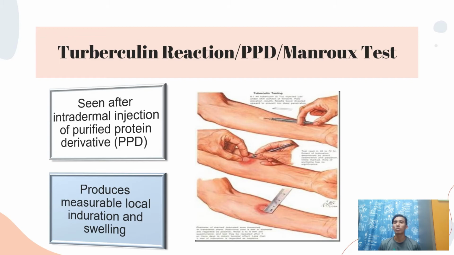Now we go to tuberculin. It can be seen after intradermal injection of purified protein derivative for tuberculin, which produces measurable local induration and swelling, typically measured in millimeters between 48 to 72 hours after the injection. This local reaction indicates the presence of type 4 hypersensitivity. The tuberculin test is a valid method to diagnose tuberculosis infection even if latent.